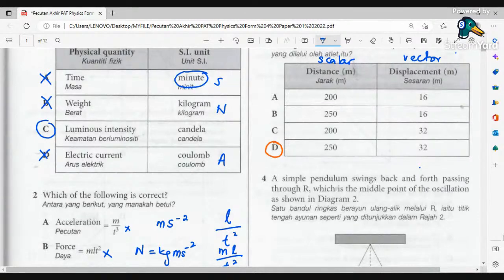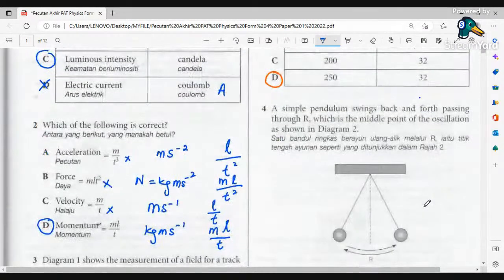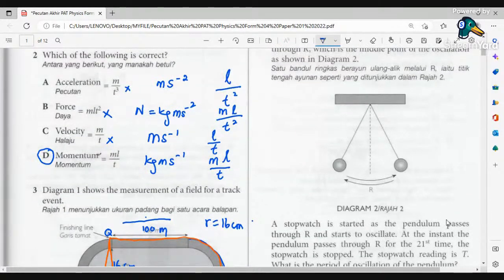Okay, number 4. A simple pendulum swings back and forth, passing through R, the equilibrium point, which is the middle point of oscillation as shown in diagram 2. Middle point. So normally this one is the equilibrium point. A means the lowest point reached by the bob.